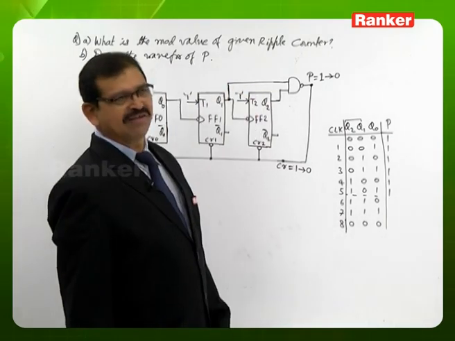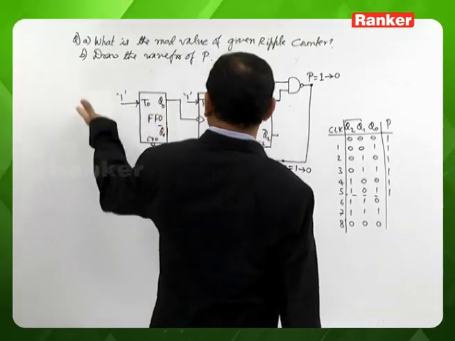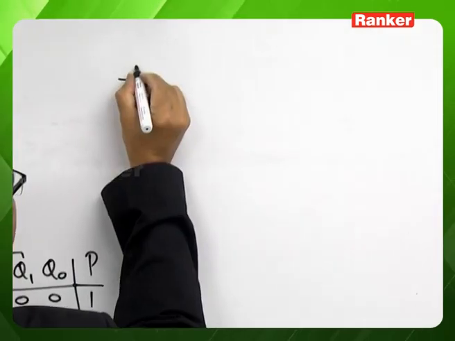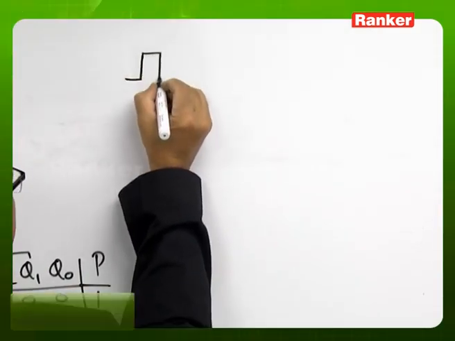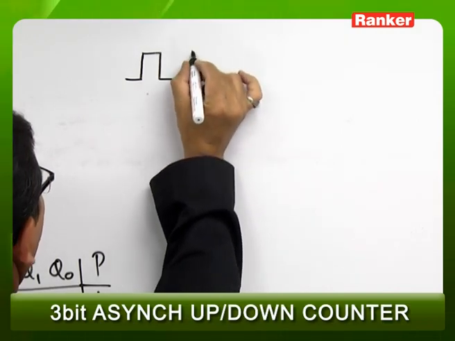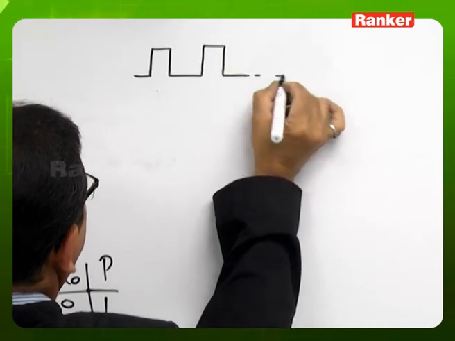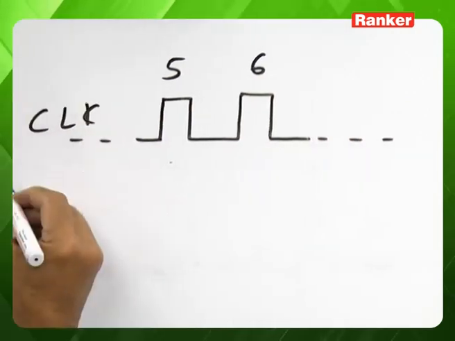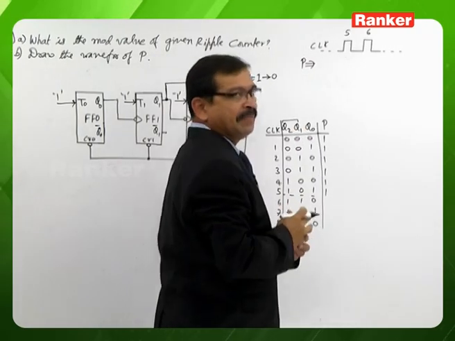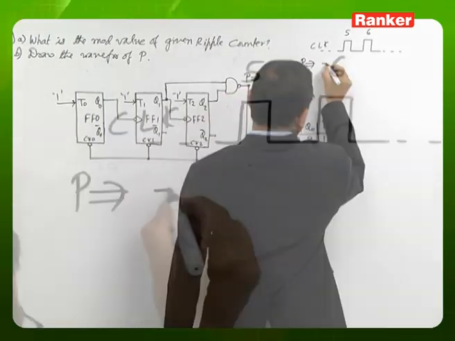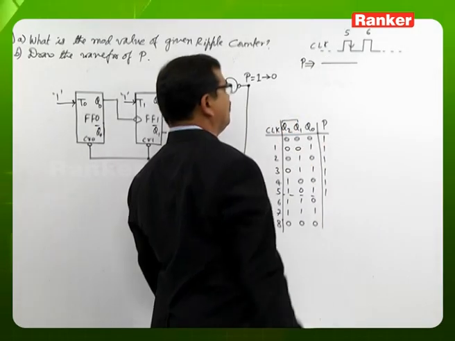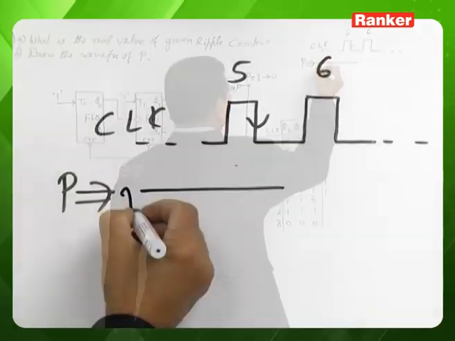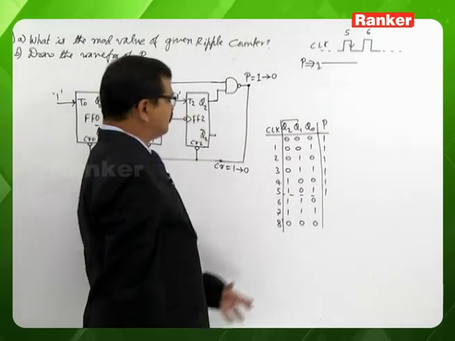As long as one of the inputs of the NAND gate is 0, the NAND gate output is 1. Whenever you look at the waveform for this bit, there is no need to go through many clock pulses. A few clock pulses are enough to draw the waveform. Suppose it is the 5th clock pulse, and then the 6th clock pulse, and we are looking at the waveform of the NAND gate output P. It is 1 even after the 5th clock pulse, because Q1 is 0.